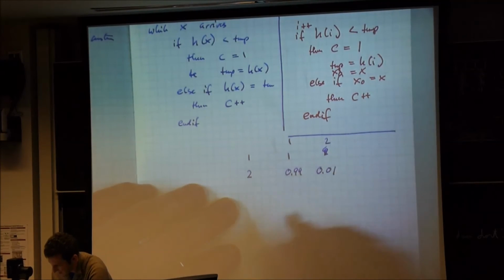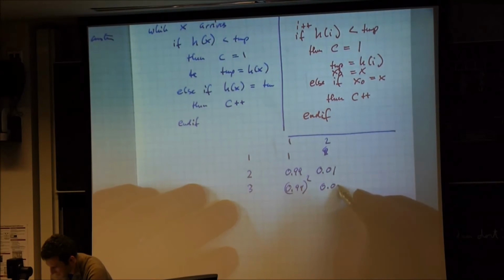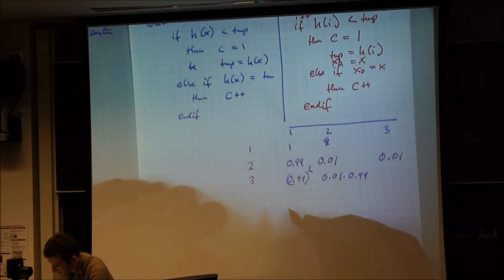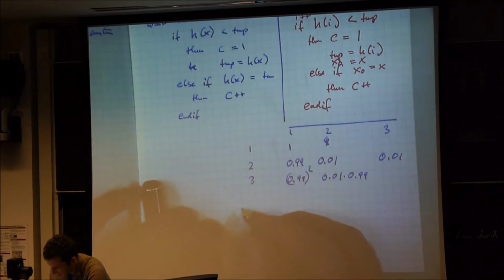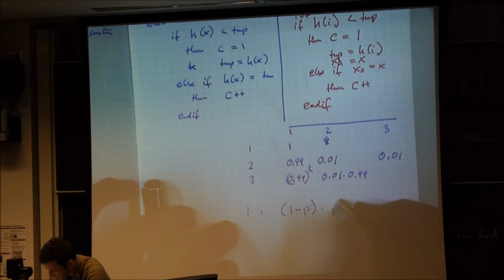Right? Now, at time 3, this will have been picked with 0.99 squared. This would remain in there with 0.01 times 0.99. And this would have been picked with probability 0.01. So basically, element I would have been picked with 1 minus p times p to the I minus 1.